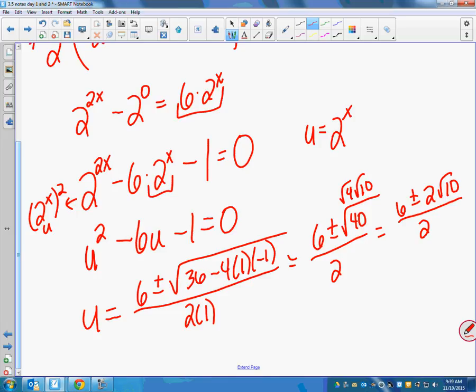Remember quadratic formula, simplify your radicals, and then you can divide by 2, so you would get 3 plus or minus radical 10, because the 2's would cancel out. 6 divided by 2 is 3. But that's not my answer, right? That's what u equals.